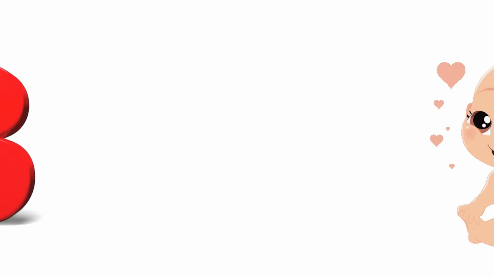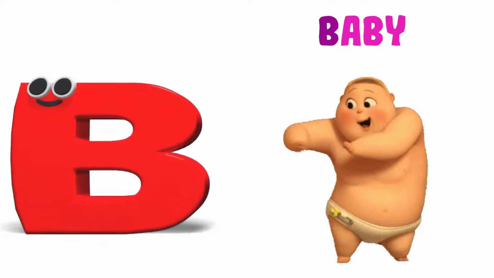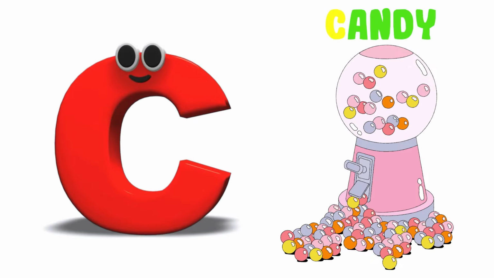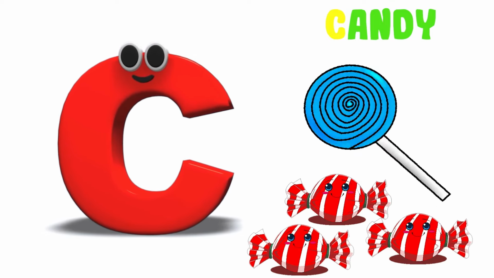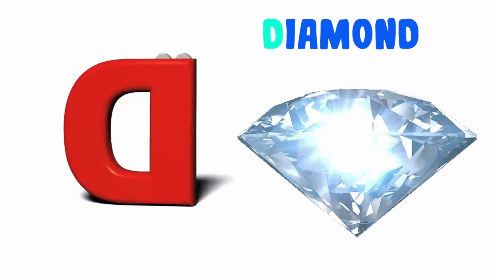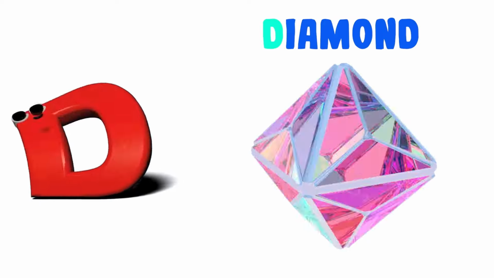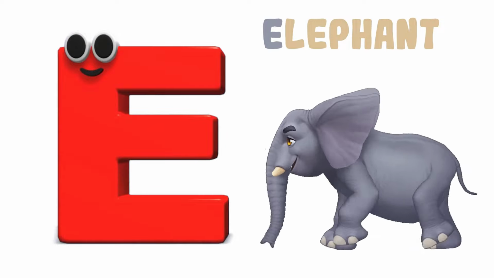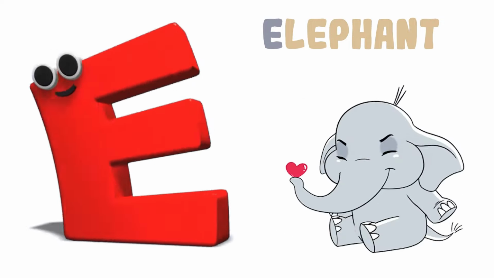A, apple. B is for baby. B, b, baby. B, baby. C is for candy. C, candy. D is for diamond. D, d, diamond. D, diamond. E is for elephant. E, e, elephant.